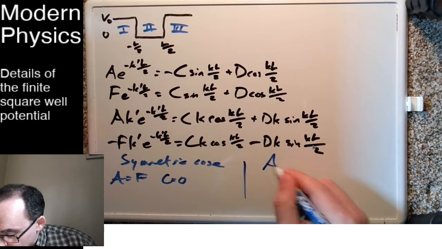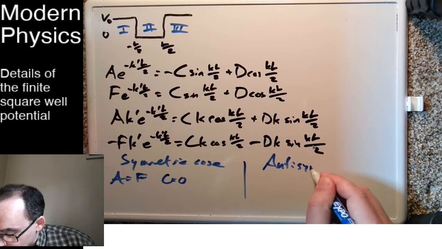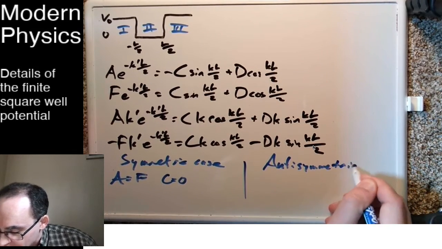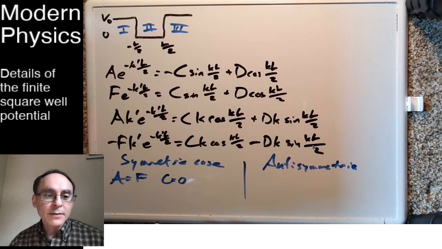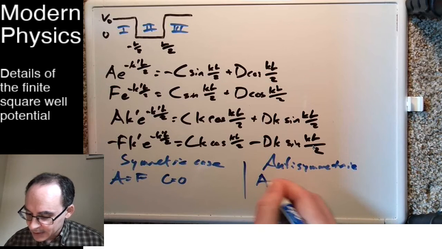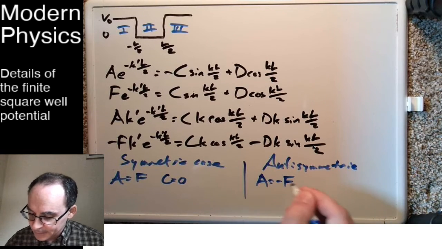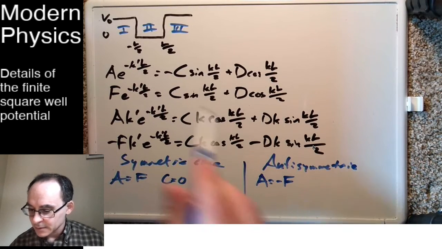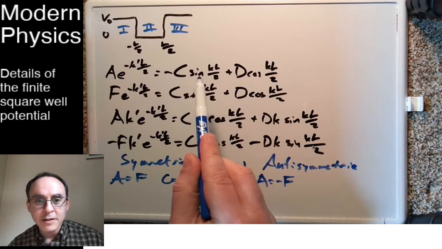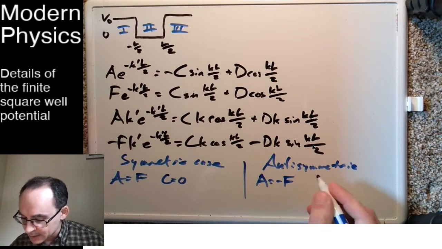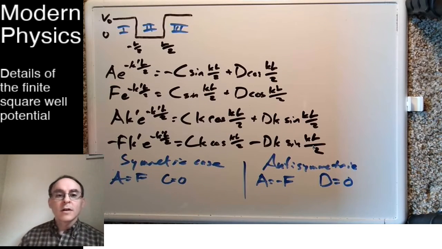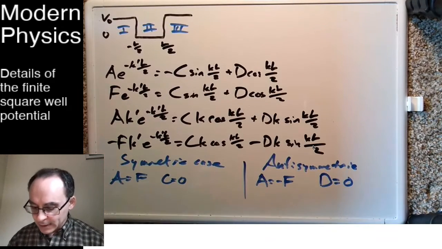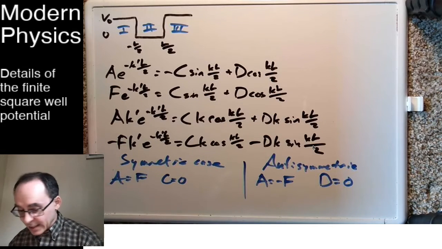And then for the anti-symmetric case, we have something similar. There, A is going to be equal to minus F. And there, the anti-symmetric or odd function is the sine and not the cosine. So that means there are no cosines, that means D is 0. If we put in those simplifications, that will clear this up a whole lot.